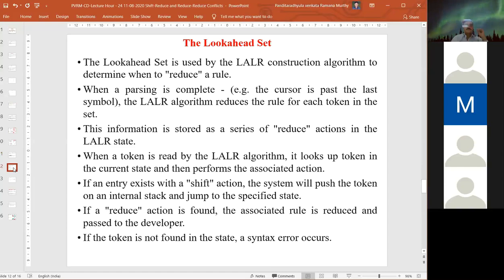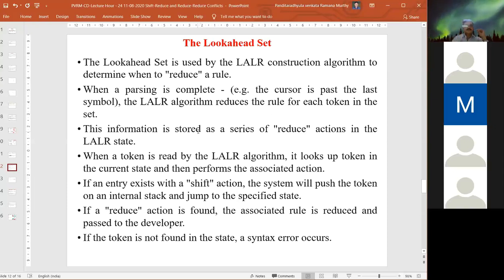Now, when you are identifying the look ahead symbol, the look ahead set, we'll go through this once again. The look ahead set is used by LR construction algorithms to determine when to reduce a particular rule. When parsing is complete, that means when the right side of the production or handle is identified on top of the stack, the LR algorithm reduces the rule for each token in the set.